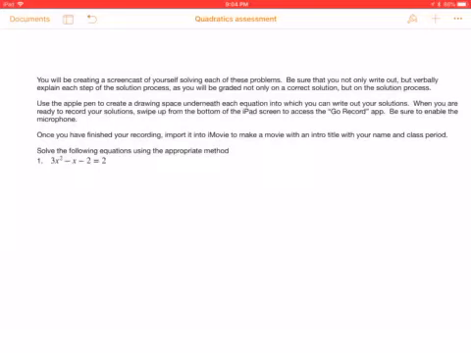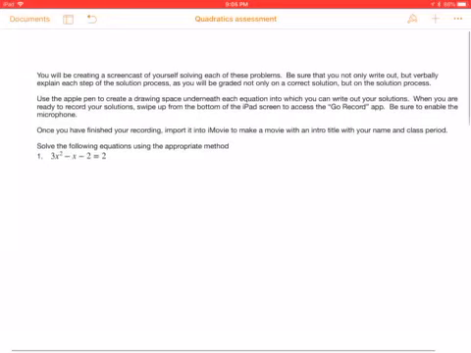Okay, this would be a sample of the assessment I would have the students do. I would share this Apple Pages file with them in a shared Google folder after they've had time to practice on the worksheet.